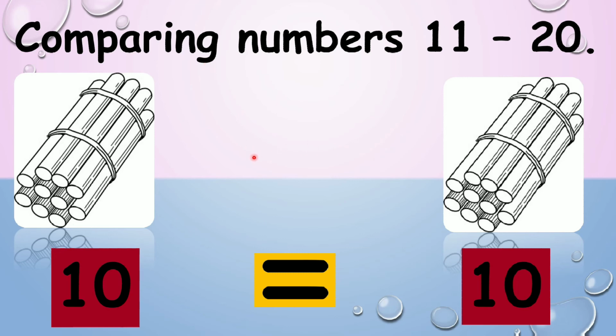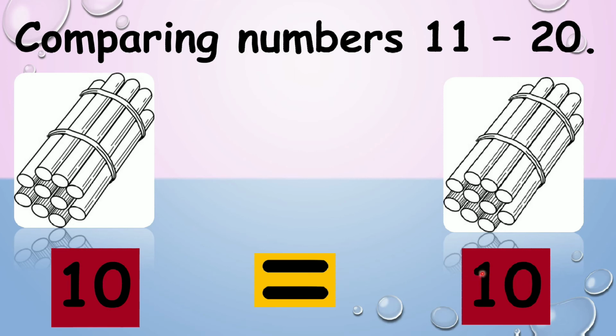Now, when we look at this example, this is a bundle of how many sticks? 10. This is also a bundle of how many sticks? 10. So 10 in numerals is written like this. Also this side 10 in numerals is written like this. So ten and 10, are they equal? Is one 10 greater than the other 10, or is one 10 less than the other 10?